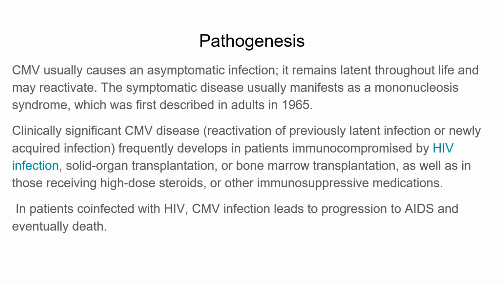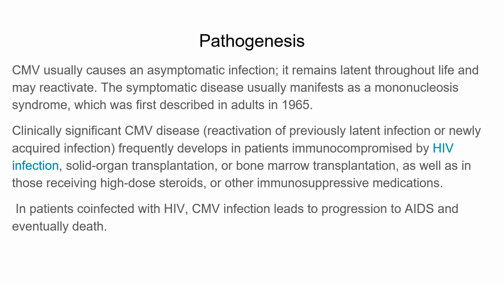CMV usually causes an asymptomatic infection. It remains latent throughout life and may reactivate. The symptomatic diseases usually manifest as a mononucleosis syndrome, which was first described in adults in 1965.